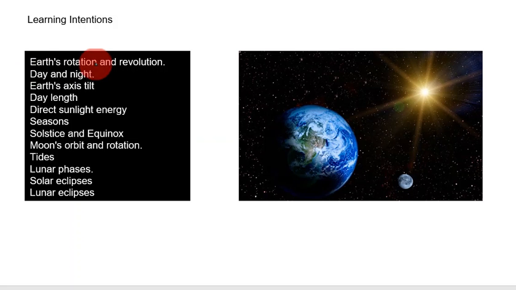We've looked at Earth's rotation and revolution, the day and night cycle, the Earth's axis tilt, how this impacts on day length, direct sunlight energy, and the seasons. We've looked at the solstice and the equinox. We've looked at the moon's orbit and rotation, and how that impacts on the tides. We've looked at the phases of the moon, lunar phases. We've looked at solar eclipses, and we've looked at lunar eclipses as well.